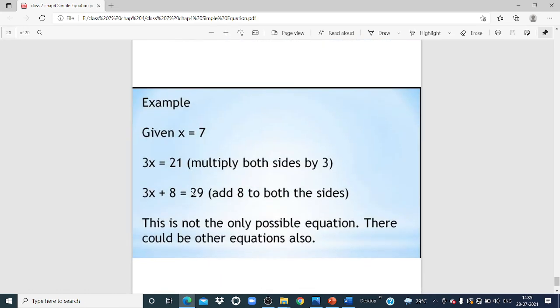How? Alright, we'll see. Given: they have given the solution, x is equal to 7. So now can you find the equation? Yes, why not? If we take the multiplication, 3x is equal to 11. Multiplying both sides by 3, 3x is equal to 11. Am I right? x is equal to 7. So 7 into 3, correct, 21. Not understood? Shall we solve?